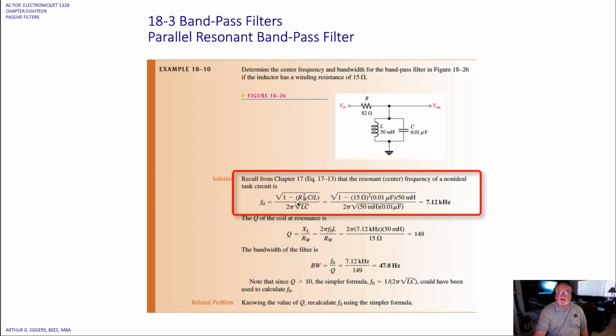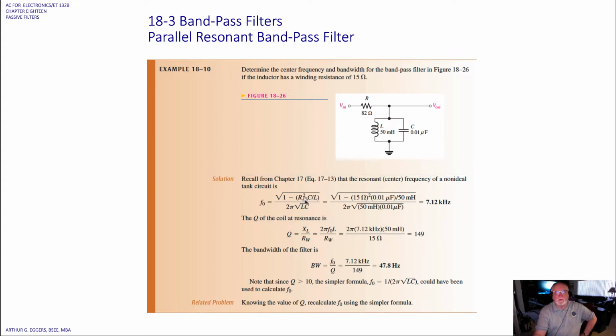So as we enter the values in here as given in the stem of the problem, there's our 15 ohms for the winding resistance. The rest are from the circuit. We get a center frequency of 7.12 kilohertz. Again, I encourage you, pull out your calculator, work through this. Do the denominator first. Actually, do what's under the square root first, then multiply by 2 pi, invert that, and multiply by what's under the square root here.